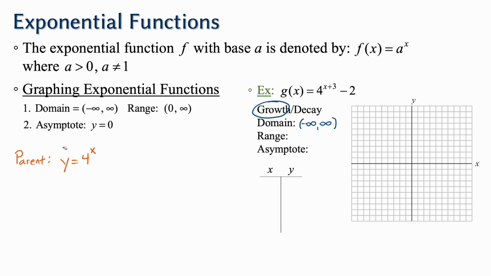So we're going to figure out some quick, easy ordered pairs for the parent graph here. And then, considering what the transformations are, we can adjust those ordered pairs to give us ones for this specific graph. Further, we can also figure out where our range or asymptote is.